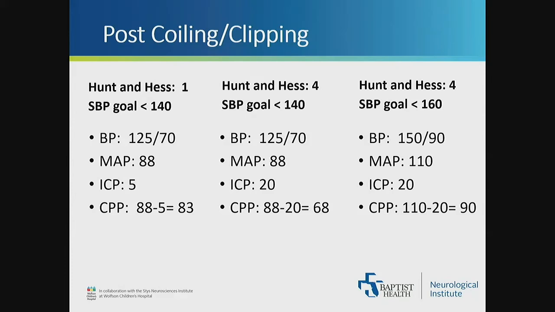If you use that same blood pressure goal for a patient that has a Hunt and Hess score of 4, you can see here it makes their CPP 68, which is less than what is recommended. So if we raise that blood pressure goal on that Hunt and Hess 4 patient to less than 160, their blood pressure is 150 over 90, their MAP is 110, and if their ICP is 20, we're still within goal with a CPP of 90. So we play with that a lot in our ICU, where to keep blood pressure parameters and goals, so we can maintain that cerebral perfusion.